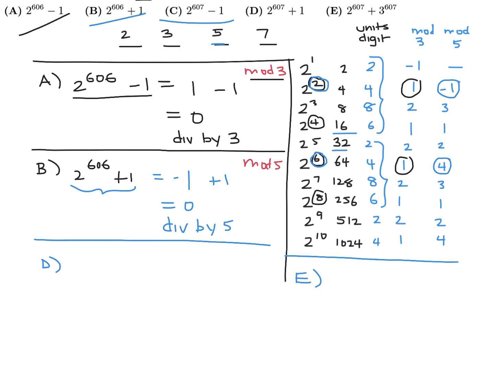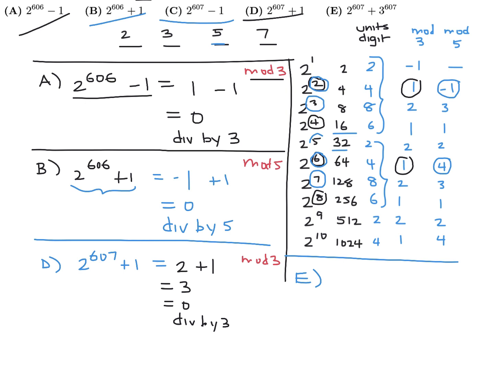D is 2 to the power of 607 plus 1. Now 607 is going to behave like this guy right here, 1 before a multiple of 4. Then I've got to choose which mod. I think 3 will help me this time. Mod 3, that will be a 2. So this would be like 2 plus 1, and that's 3. And that mod 3 is 0. So that means this is divisible by 3. So it's divisible by one of those primes, so that's not the right answer.